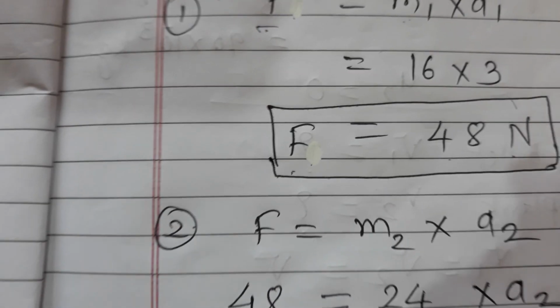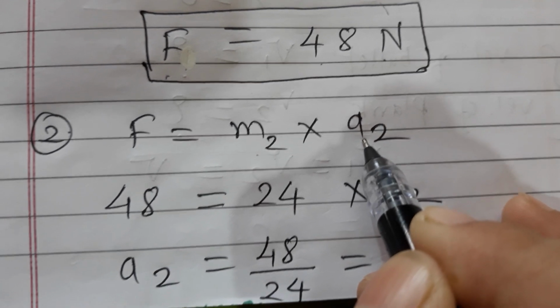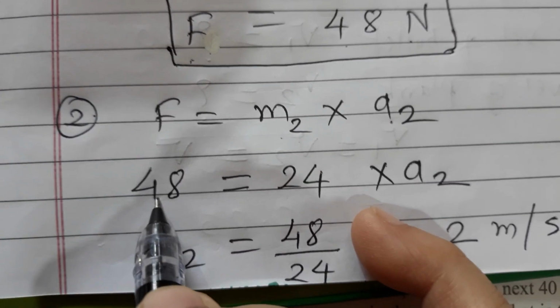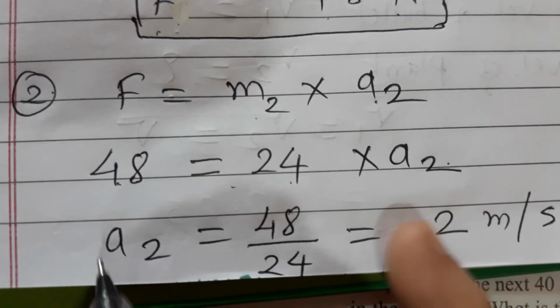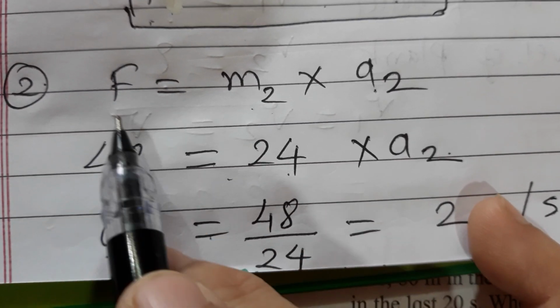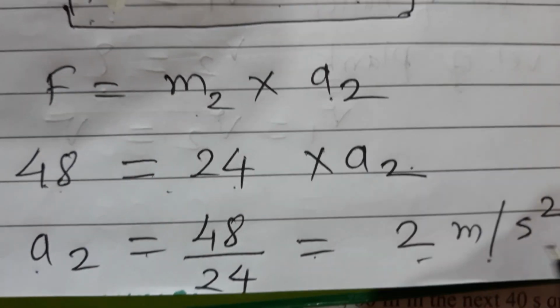Then we have to find the acceleration for the second object, and that we can find by using F equal to m2 a2. So putting the value, we have the value of F 48 equal to 24 into a2, and thus a2 equal to 48 upon 24 equal to 2 meter per second square.